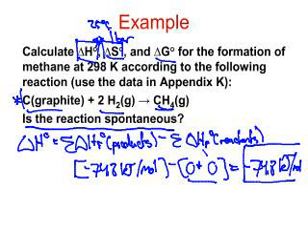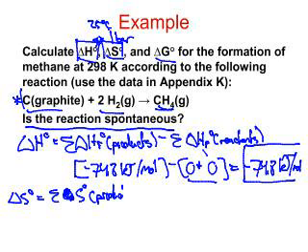Now let's calculate delta S. Delta S, the standard entropy change for the process, we're going to calculate the same way. It's the sum of the standard molar entropies of the products minus the sum of the standard molar entropies of the reactants.